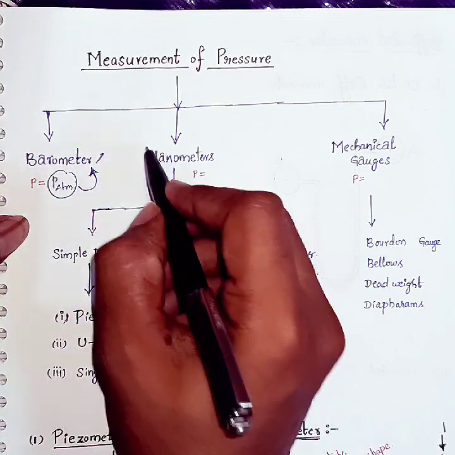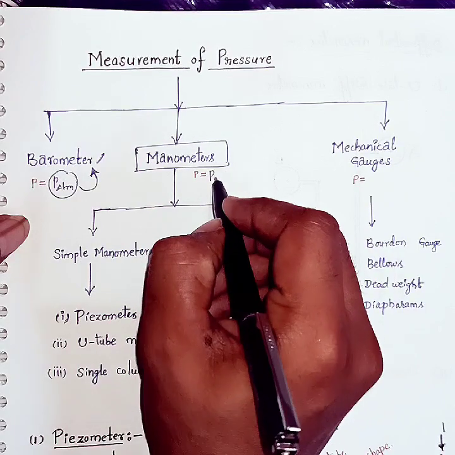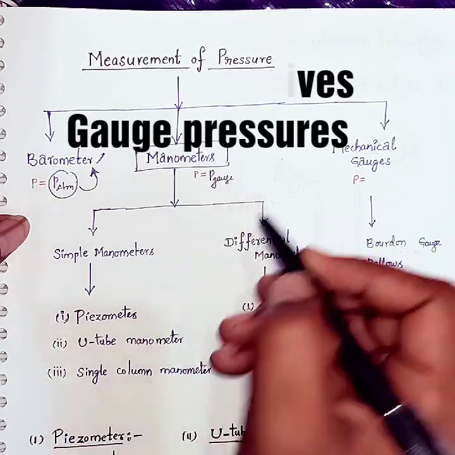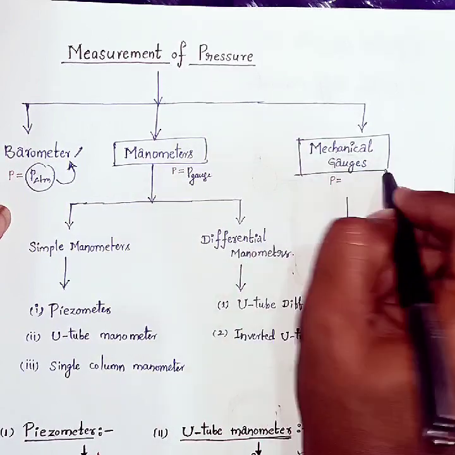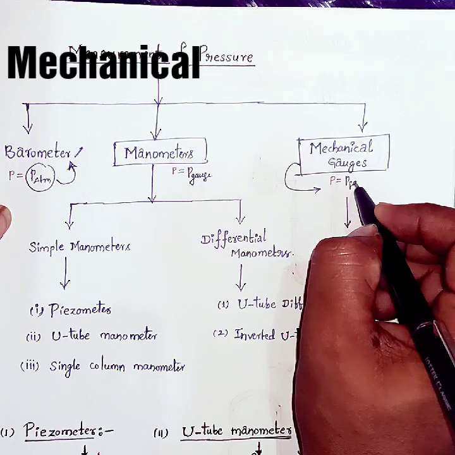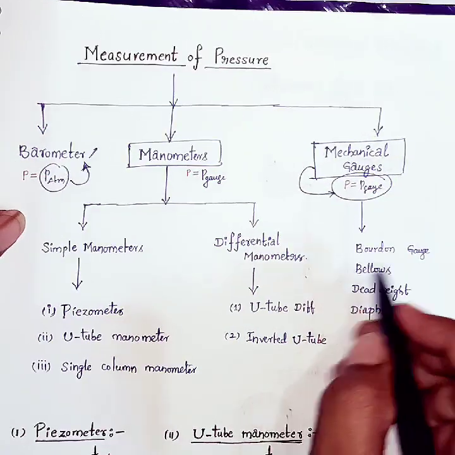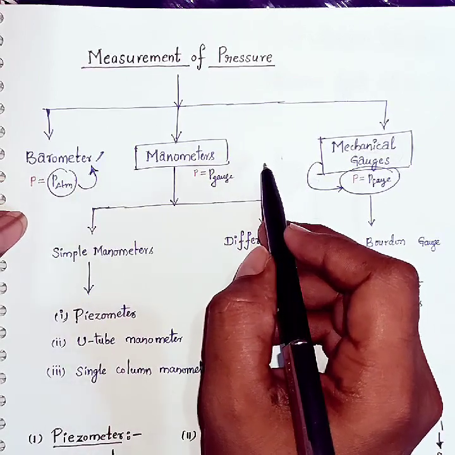The second one is the manometer. With the help of this manometer, we will measure the gauge pressure. The third one is the mechanical gauges. With the help of these mechanical gauges, we can also measure the gauge pressure. These are the three types of pressure measuring instruments.